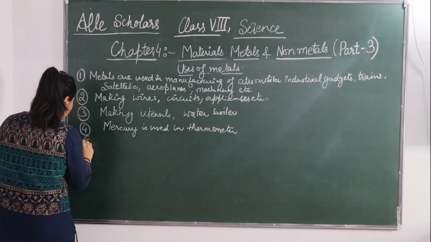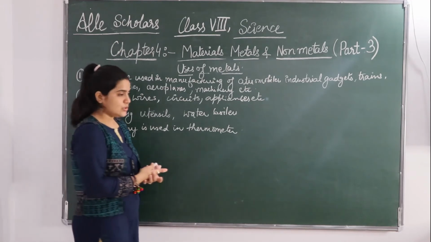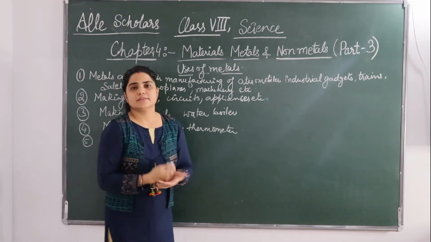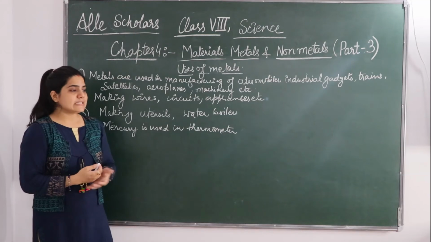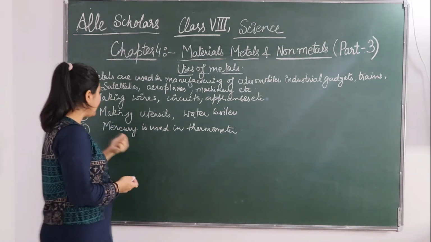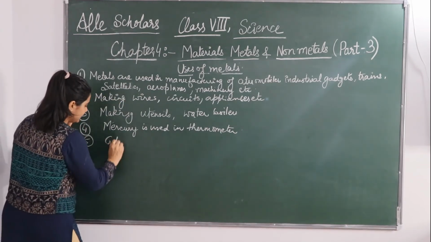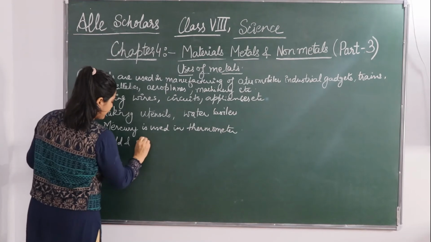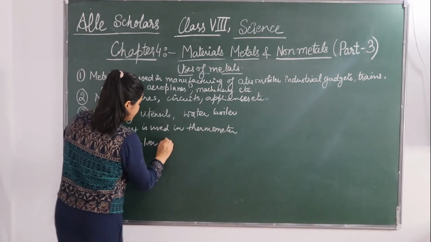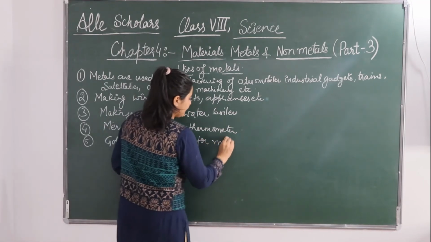Next, if we see the jewelry which your mother or sister wear, you will see it is mostly of gold or silver. So gold and silver, which are metals, are used for making jewelry.